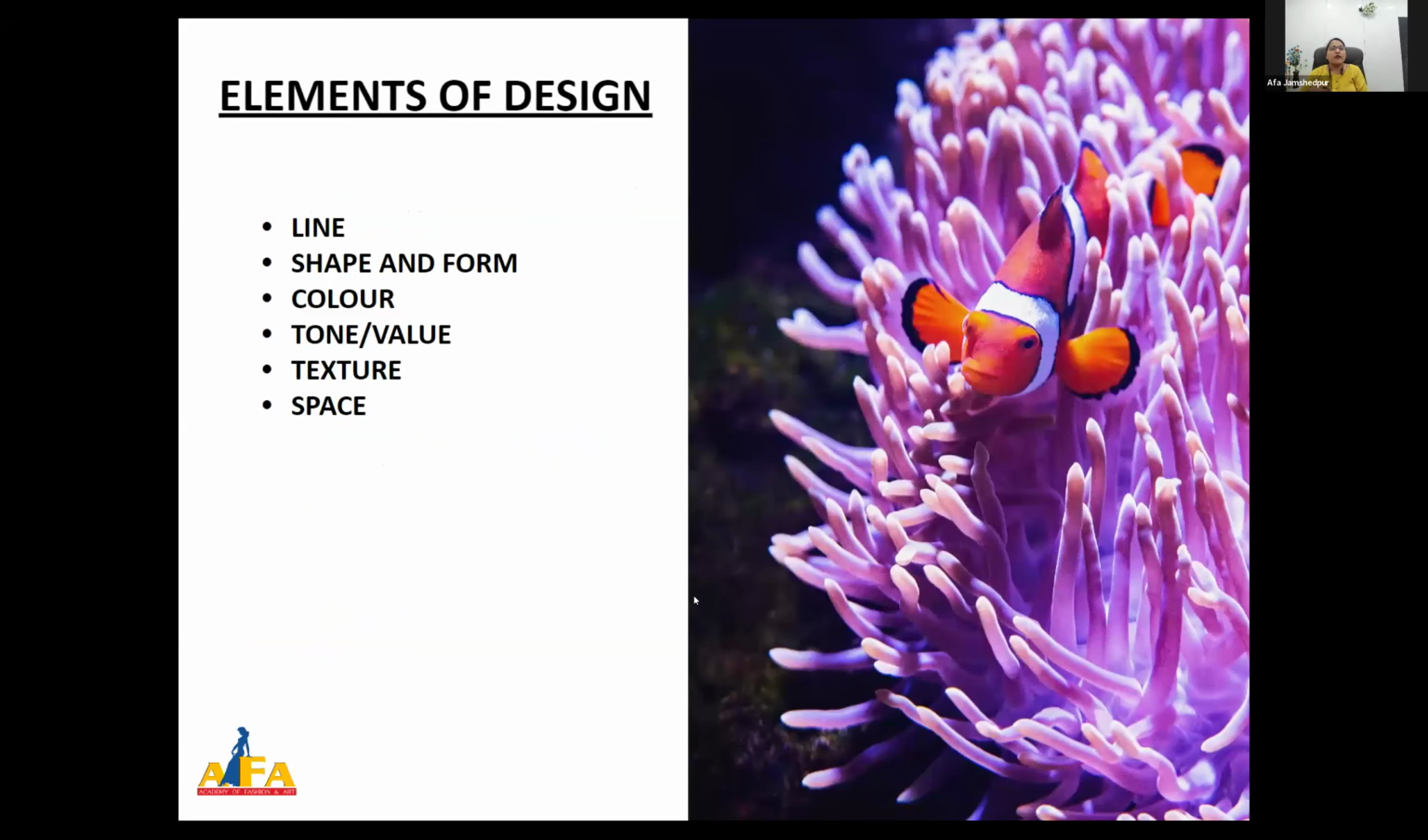Please make a list of what are these elements, what are the fundamentals of design. So there are basically 6 fundamentals of design. Please write it. Write: line, shape and form, color, tone or value, texture and space. Everyone, please write about it.